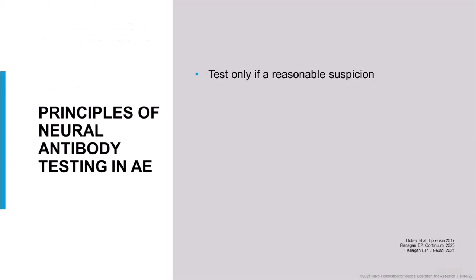So I'd like to just go over some principles of neural antibody testing that we came up with in some articles. I think the first thing to mention is test only if there's a reasonable suspicion. So if you have a 90-year-old female who has a history of mild cognitive impairment and comes into the emergency department encephalopathic, they probably have a UTI, and that's going to be the reason for their encephalopathy. So you don't want to test your neural antibodies on that patient, for example.